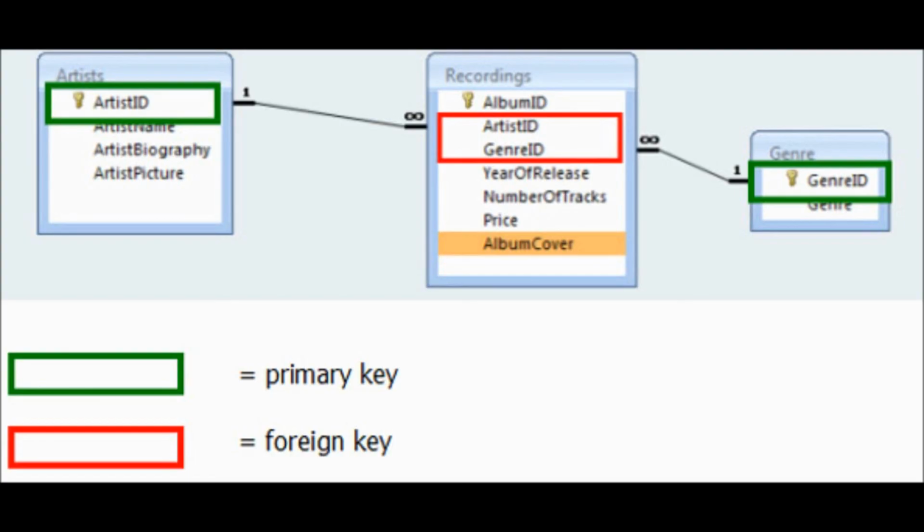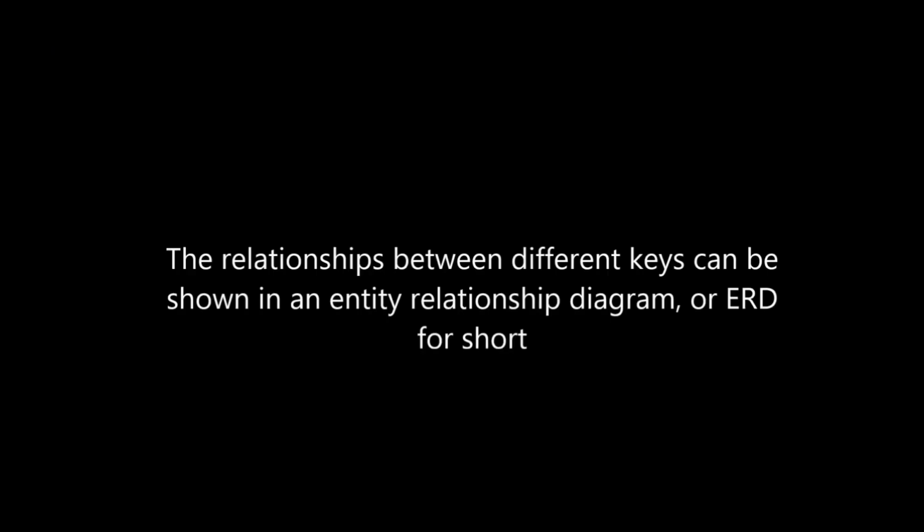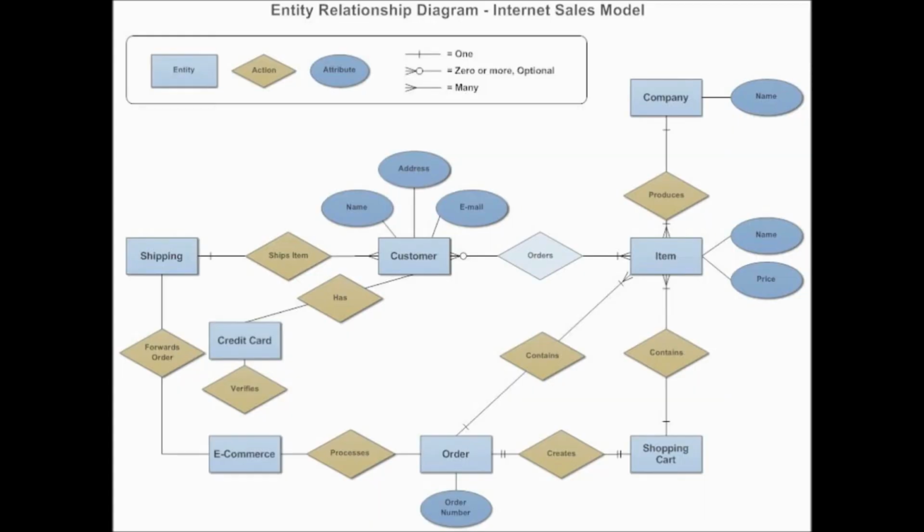Relational databases also use secondary keys, and these are used to filter results that do not fit a certain query, in order to extract a number of relevant results. The relationships between different keys can be shown in an entity relationship diagram, or ERD for short. Pretend to be interested as I show you this example. This overly complicated image shows the overly complicated relationships between the entities and attributes. The ovals are attributes and the rectangles are entities.